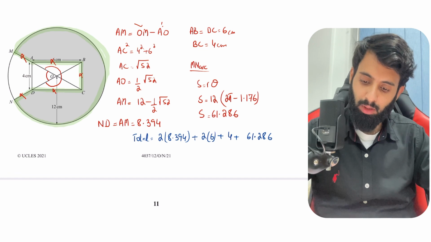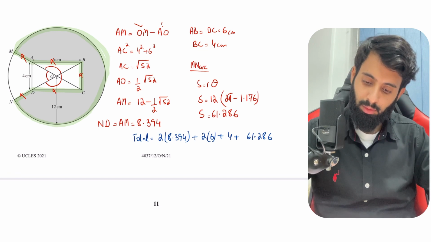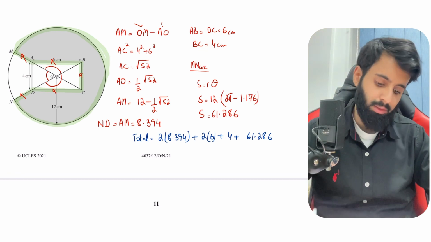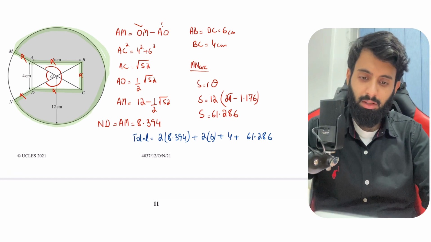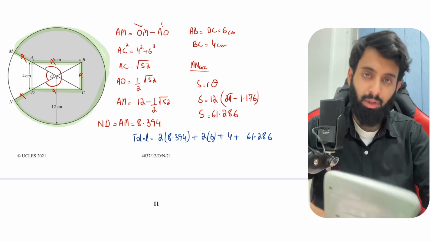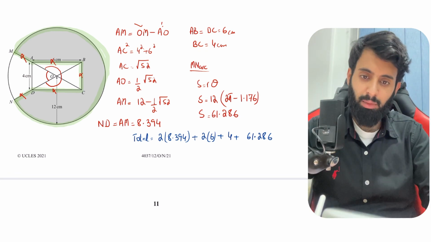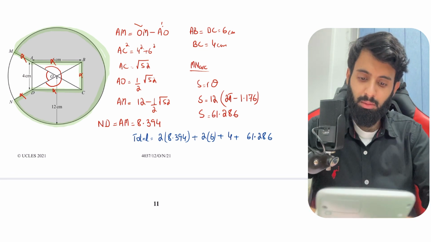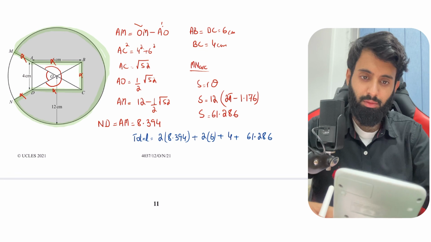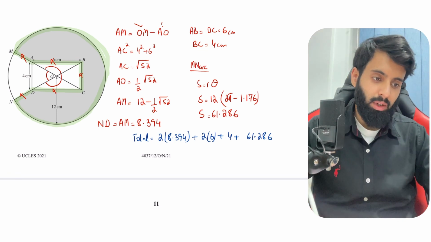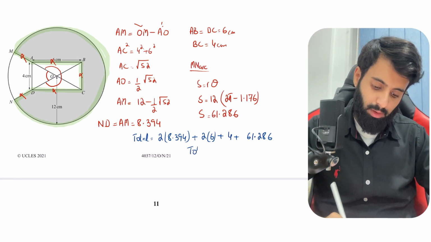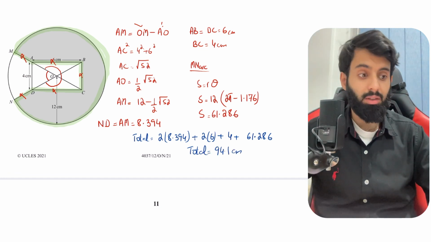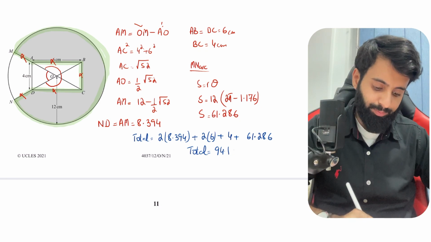So we have 1, 2, 3, 4, 5, and 6. Does that mean we are missing one length? 2, 4, 5, and 6. No, we're not. So now I'm just adding them up. 61.286 is something I already had in my calculator, plus 4 plus 2 times 6, which is 12, plus 2 times 8.394. Now we're looking at 94.7, and if we round this off correct to 3 significant figures, we should get 94.1 centimeters, which is the correct answer. So there you go.